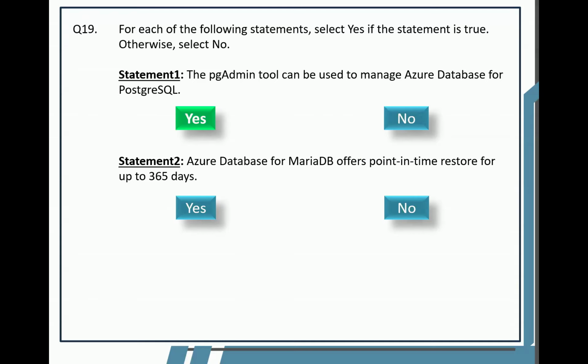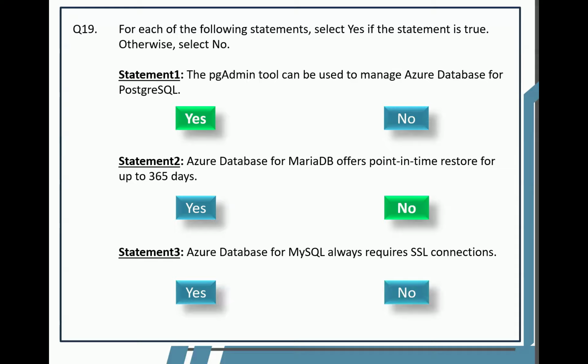The second statement is: Azure Database for MariaDB offers point-in-time restore for up to 365 days. The maximum retention period for point-in-time restore in Azure Database for MariaDB is up to 35 days, not 365 days. Friends, point-in-time restore allows you to restore the database to any point within the configured backup retention window. Now, the third statement is: Azure Database for MySQL always requires SSL connections. This is another incorrect statement. SSL or TLS for Azure Database for MySQL can be enforced, but it is configurable.